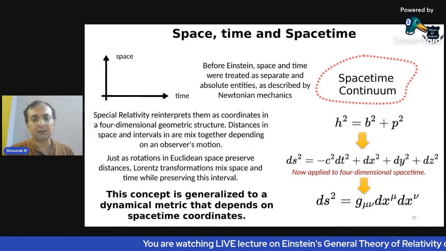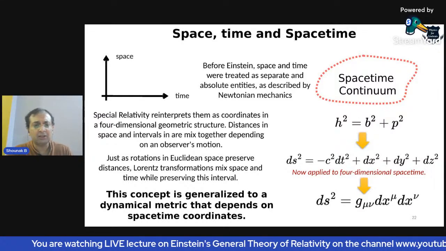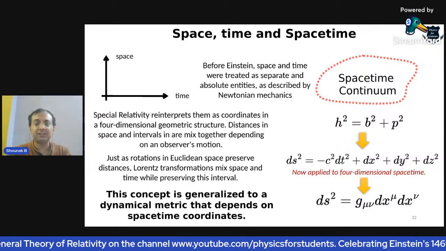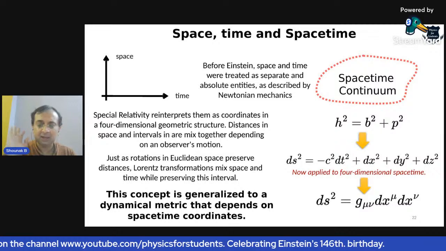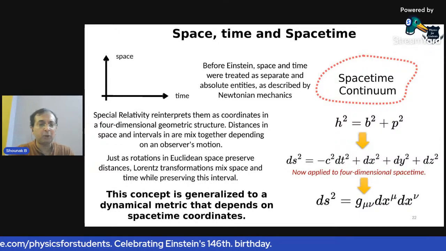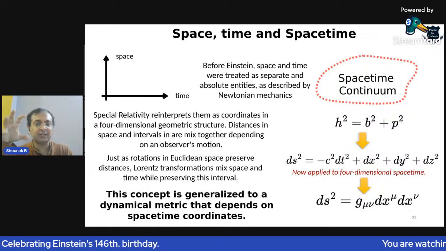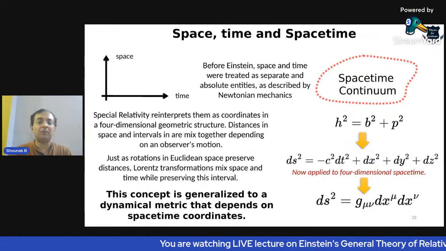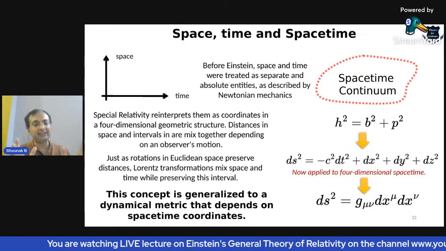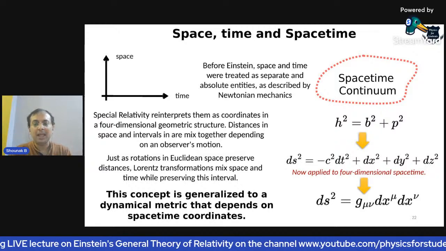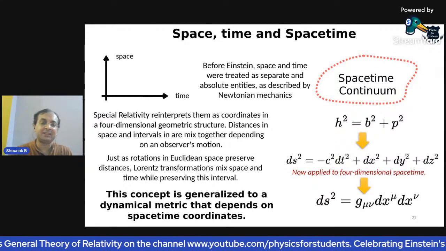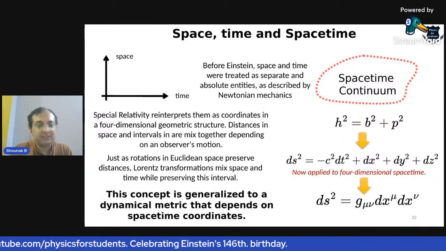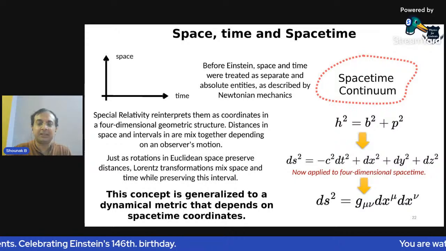Now, if you look at this part, it might sound a little complicated. Further, this space-time interval is generalized into what we call a metric tensor. Don't worry, I will cover this part later. But remember the bottom line, which is very important: the concept is generalized to a dynamic metric that depends on the space-time coordinates. That means space and time are now united into a space-time continuum, and to measure infinitesimally small distances we change the Pythagorean theorem into dx squared plus dy squared plus dz squared. Essentially, the things are the same.